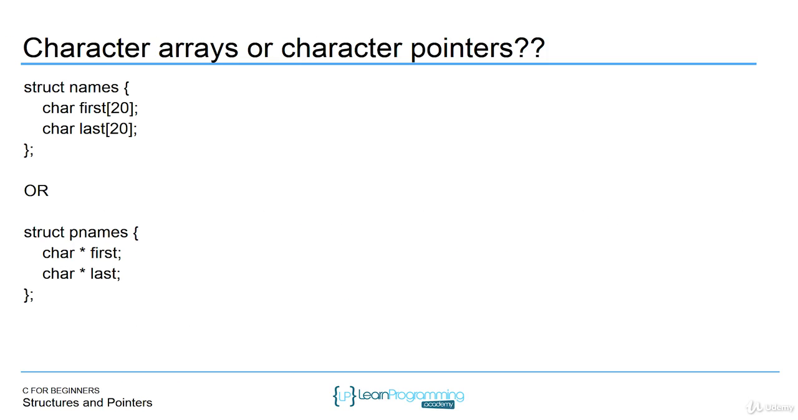So what about character arrays or character pointers? We looked in the previous lecture, we talked about how you can create a character array as an element inside of a structure. But what about character pointers? Should we do something like first and last as character arrays, or should we just do something like first and last with character pointers as elements? What is the better option?